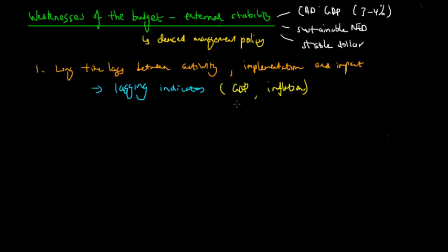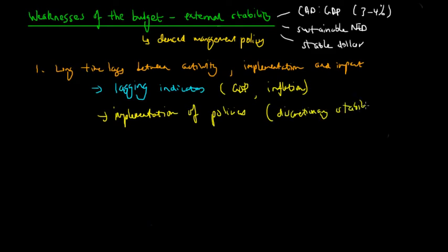So in many cases, these lagging indicators actually don't represent economic reality. And so what happens is that the implementation of policies, or especially discretionary stabilizers, in order to help achieve external stability, may either be pro-cyclical or too late to actually have an impact on this achievement of a low CAD to GDP ratio.